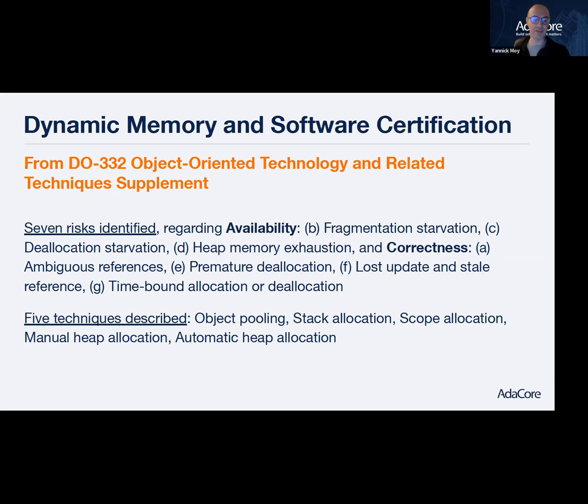And so the 5 techniques that were described were object pooling, where allocation and deallocation deals with objects of the same size to avoid fragmentation; stack allocation; scope allocation, which is some evolution from stack allocation; and manual heap allocation, where the allocation is done by the application code, so you can think of the solution in C++, for example. And finally, automatic heap allocation, where garbage collection takes care of doing the deallocation like you would have in Java. Next slide, please.